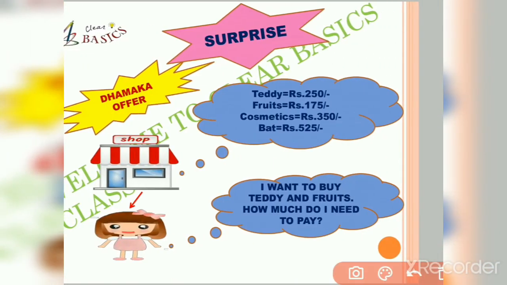Now friends, it's time to reveal today's surprise. Let us come to the question of the day. So friends, here is the surprise you all are waiting for. Here you will have to find and calculate how much money the little girl had to pay to the shop in order to buy a teddy and fruits. So calculate and comment your answer below. In my next video, I will discuss the answer with you.